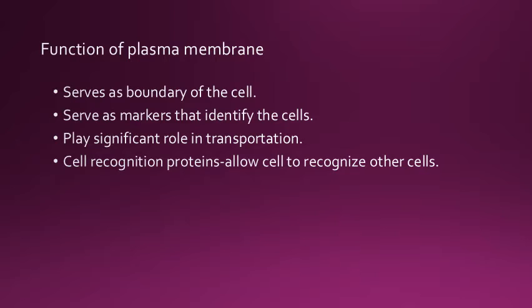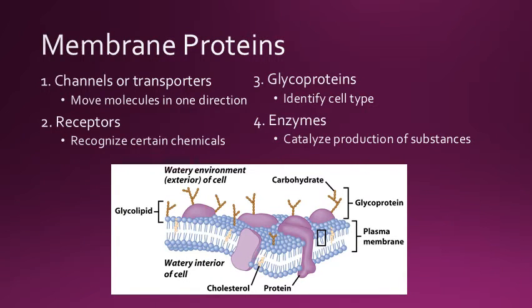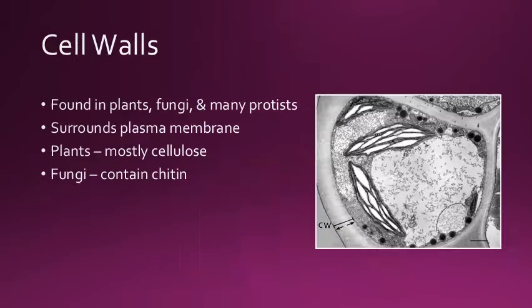So the plasma membrane serves as a boundary of the cell. It serves as markers that identify the cell. It plays a significant role in transportation, which we'll get into in the next section, and cell recognition, because some cells do recognize each other. And the membrane proteins can be channels or transporters, receptors, glycoproteins, or enzymes. You can read about this and pause if you feel like it.